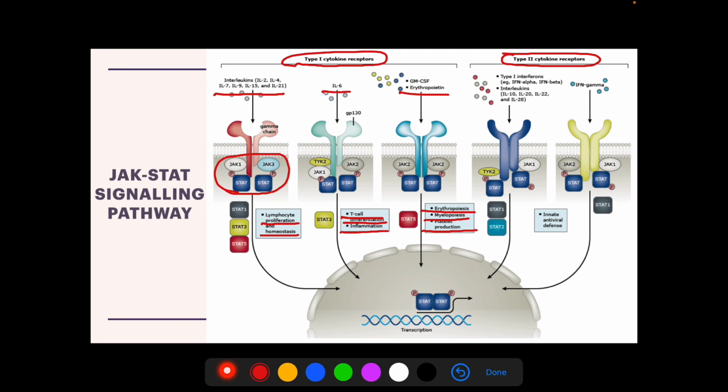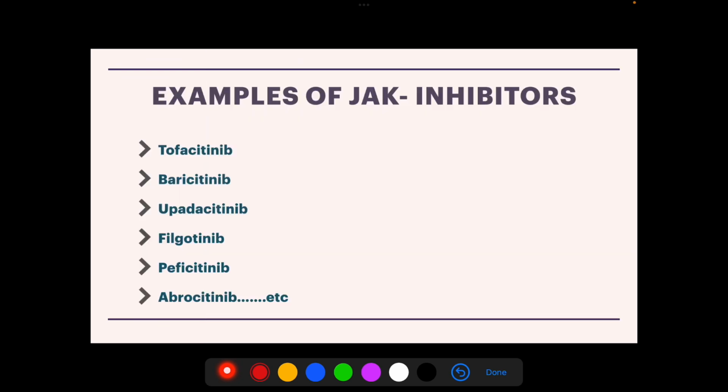In type 2 cytokine receptor activation, the innate antiviral defense mechanism activates. These pathways all cause intranuclear transcription and translation and formation of the target proteins. Examples of the JAK inhibitors are Tofacitinib, Baricitinib, Upadacitinib, Filgotinib, Peficitinib, and Abrocitinib, and there are many more.